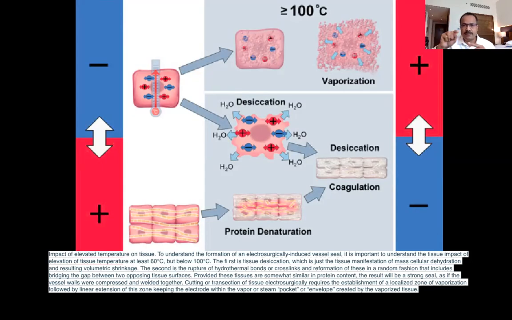At this temperature of 60 to 90, the protein bonds are broken, and in the cooling phase they are reformed. So they are broken, reformed, broken, reformed. They don't come back to the original, but they form a coagulum. So that is called desiccation. In common layman's terms, desiccation is when the vessels are coagulated.